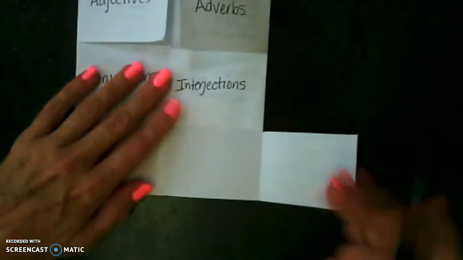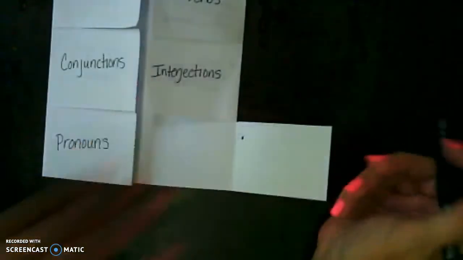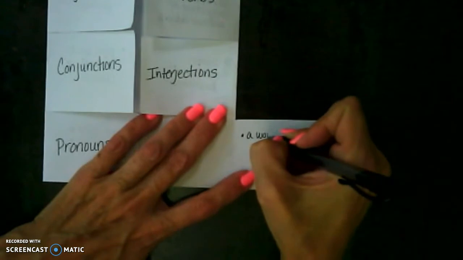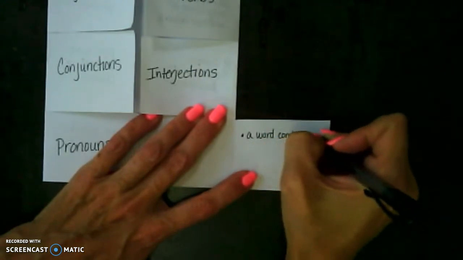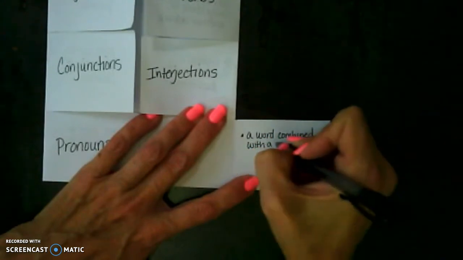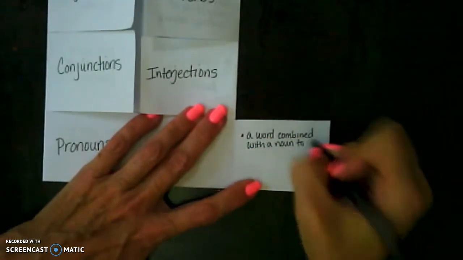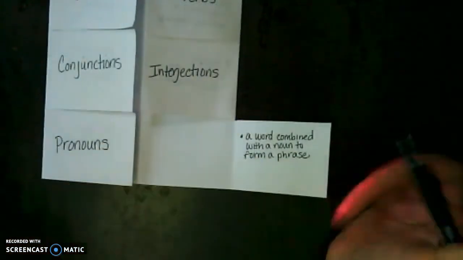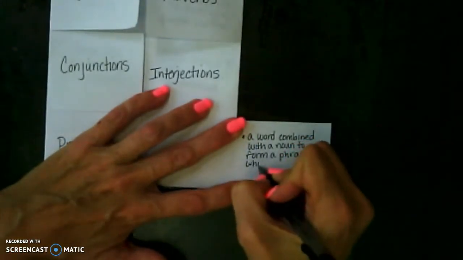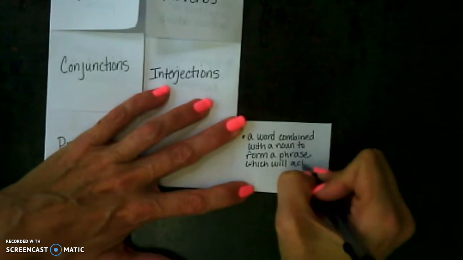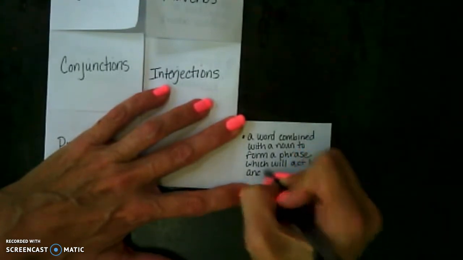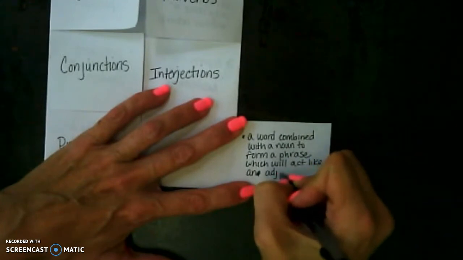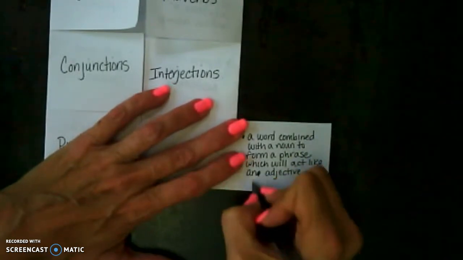Okay, prepositions, last one. Now, prepositions are interesting. We're going to have a lesson on this too because prepositions are really important. This is a word combined with a noun to form a phrase. So when you think of prepositions, you usually think of a prepositional phrase. And this will act like an adjective or an adverb.